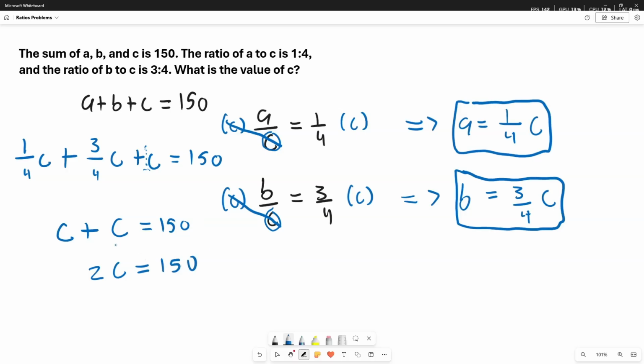So our solution becomes quite clear now. We just have to, again, isolate the variable by dividing by 2 to counter that multiplication by 2. We isolate C and we get 75. And that's the correct answer.